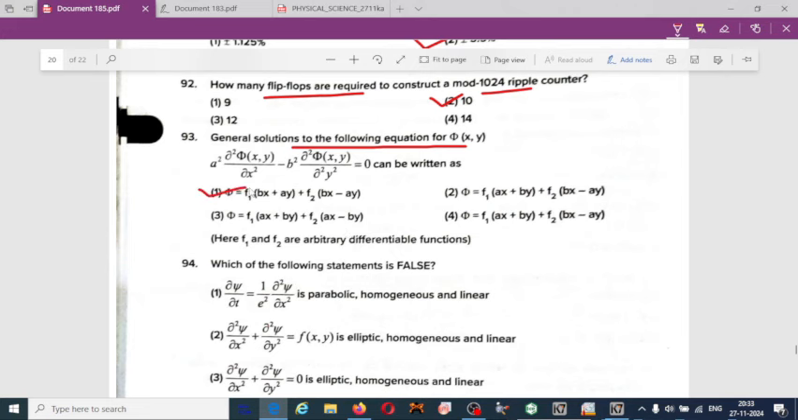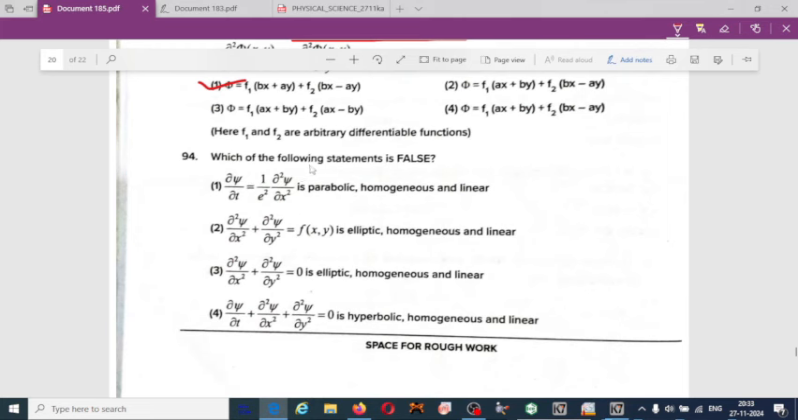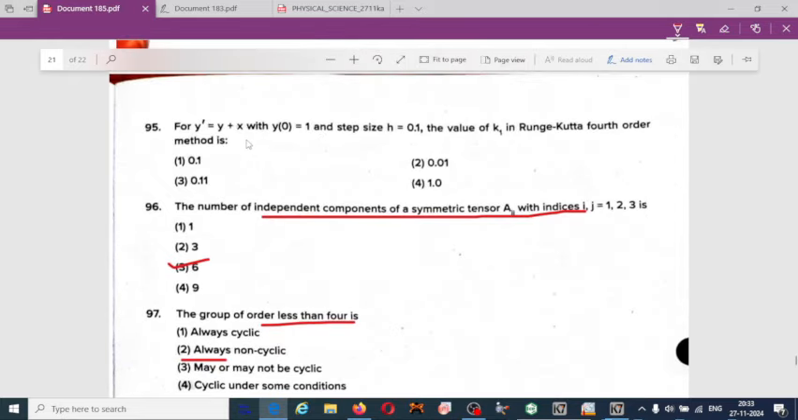First one. Which of the following statements is false? If you observe among the four options, the fourth one is hyperbolic, homogeneous and linear. 94, 95. Using Runge-Kutta fourth order method, you can solve. You must get 1.1.